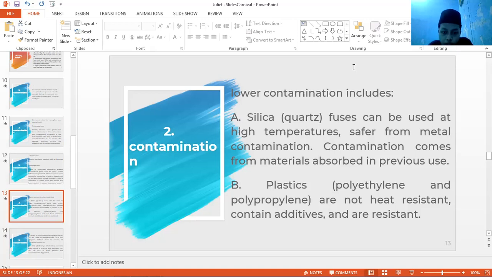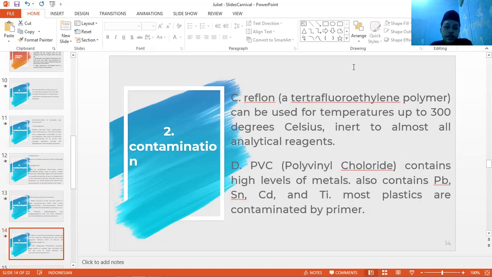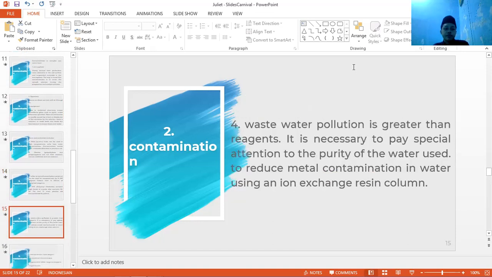Polyethylene and polypropylene are not heat resistant and contain additives. Teflon, a polytetrafluoroethylene polymer, can be used at temperatures up to 300 degrees Celsius and is inert to almost all analytical reagents. PVC, polyvinyl chloride, contains high levels of metals, also containing Pb, Sn, Cd, and Ti. Most plastics are contaminated by primer.